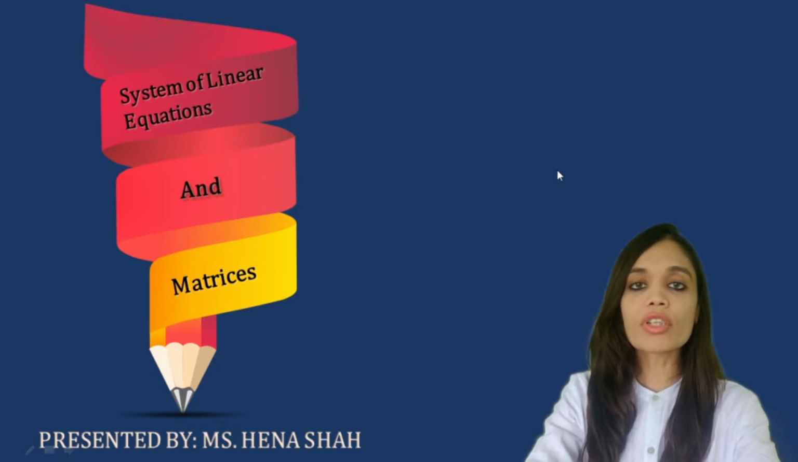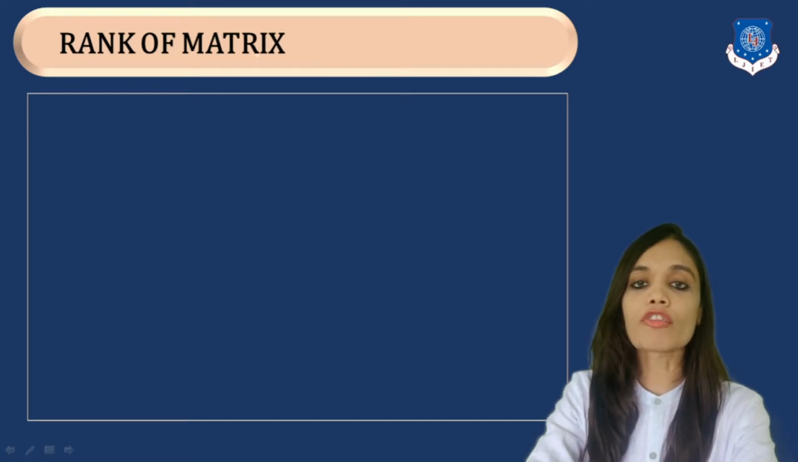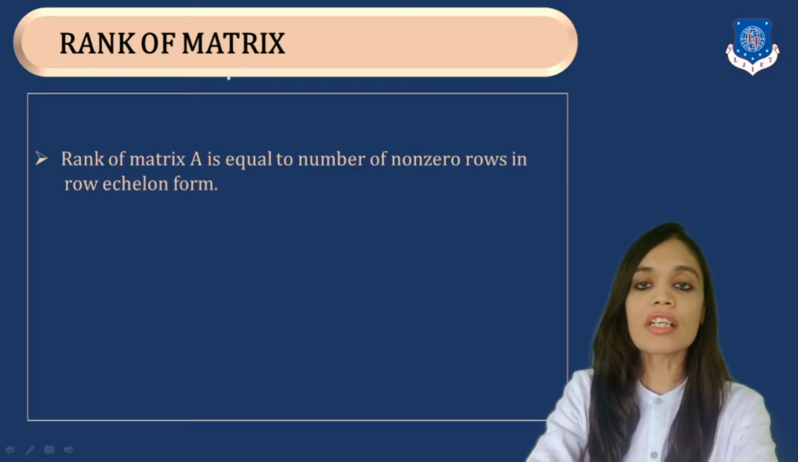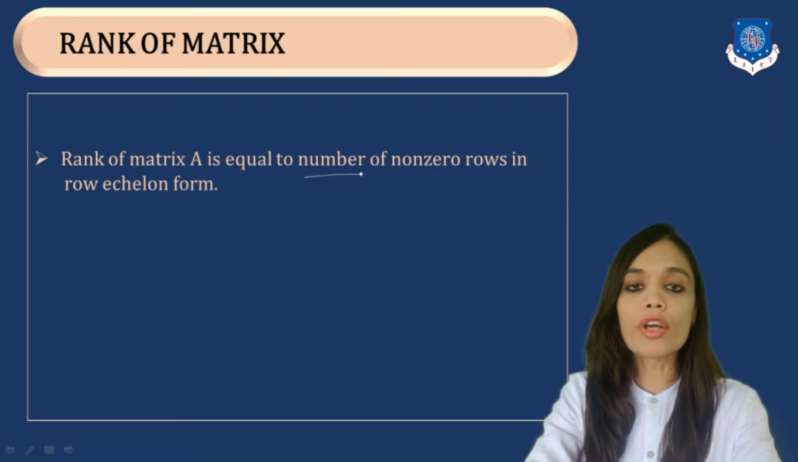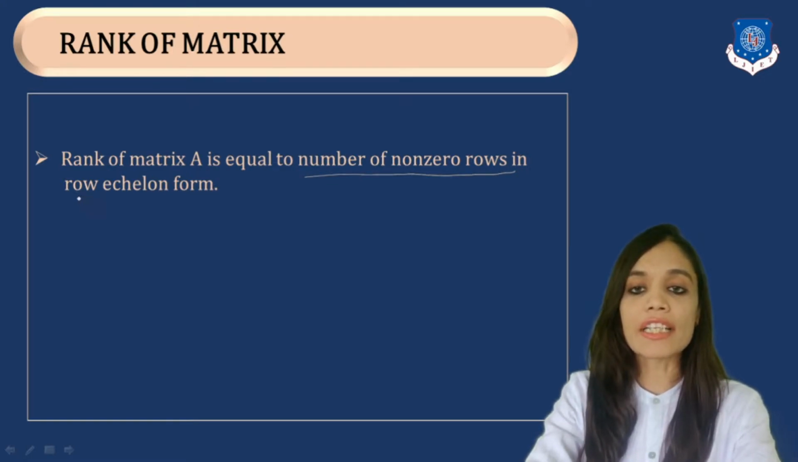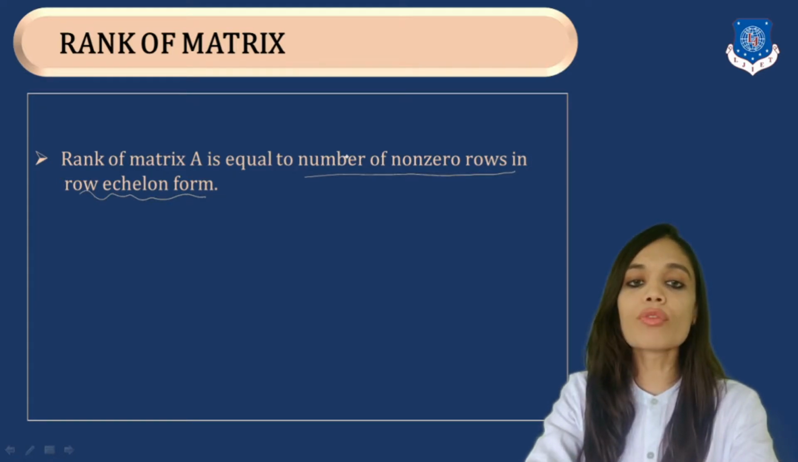So today we are going to study a few more topics of system of linear equations and matrices. Let us begin with the first topic, that is rank of a matrix. First, let us start with the definition. The rank of a matrix A is equal to the number of non-zero rows in the row echelon form. That is, firstly you have to find the row echelon form and then count the number of non-zero rows.